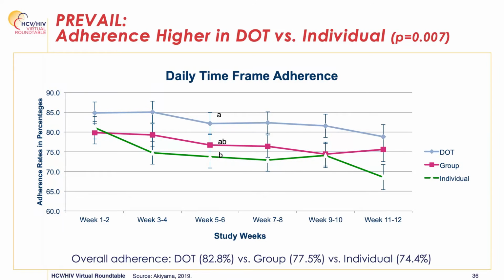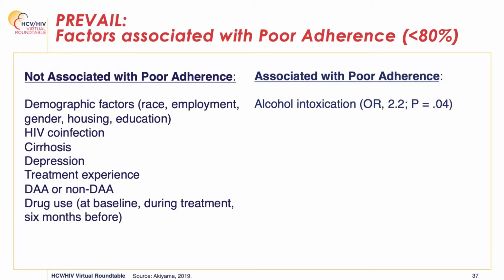And so the results, what we could see is that adherence indeed was higher in the directly observed therapy arm, where 83% adherence in the directly observed therapy arm versus 78% in group and 74% in individual, and that was a significant difference. And we looked at factors associated with poor adherence. There were 2 factors that stuck out. First, of note, any of the drug use factors were not associated. So whether people were using drugs at baseline or during treatment or 6 months before, these are some of the criteria that payers have used to restrict, and providers as well, access to treatment, were not associated with poor adherence. But drinking alcohol to intoxication as well as psychiatric illness, there were some significant differences.